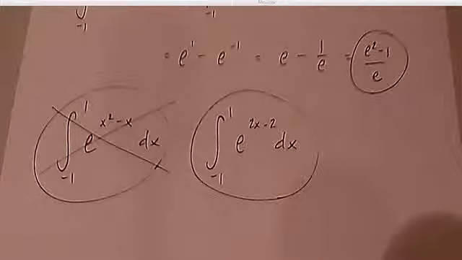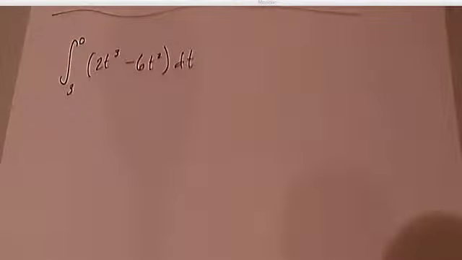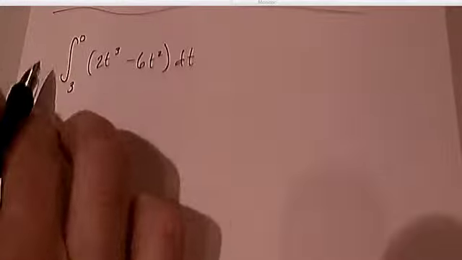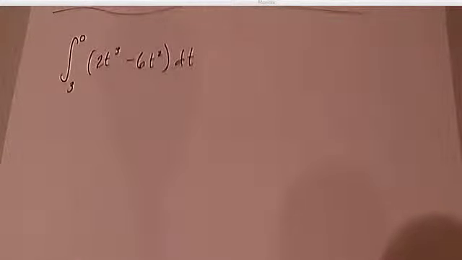Alrighty, let's go ahead and do something that's polynomial but multiple terms. Let's do the integral from 3 to 0 of 2t cubed minus 6t squared dt. Now, should that freak me out? Well, here's the thing. You're going from 3 to 0 instead of 0 to 3. That's not the order that we're used to seeing things in.